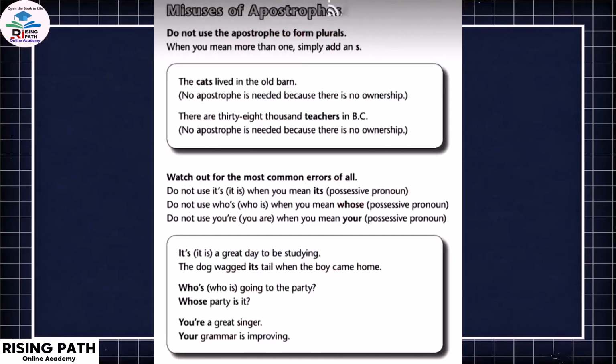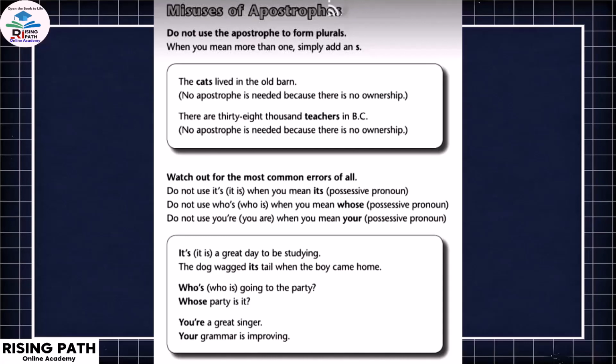Now we have again the very common mistakes and misuses of apostrophe. So with the homophones, it's and your. As you can see, it is written, do not use the apostrophe to form plurals. Again, it is the continuation of the previous one. Watch out for the most common errors of all. This is important. Do not confuse its and it's, whose and who's, and your and you're.